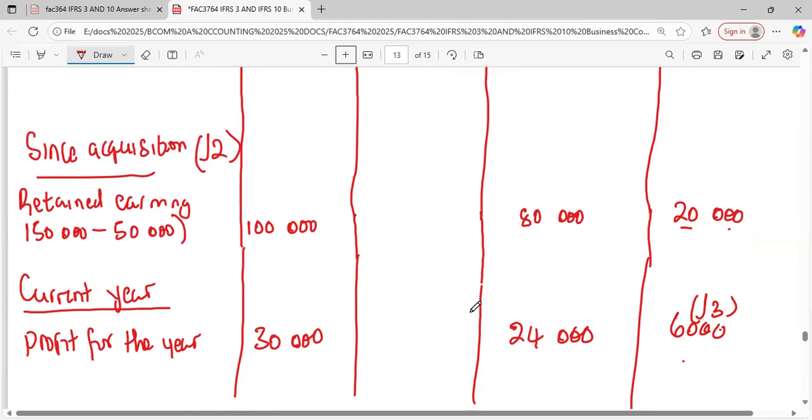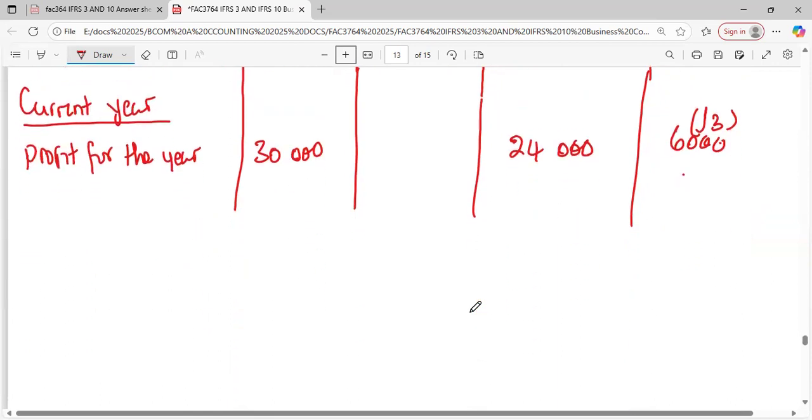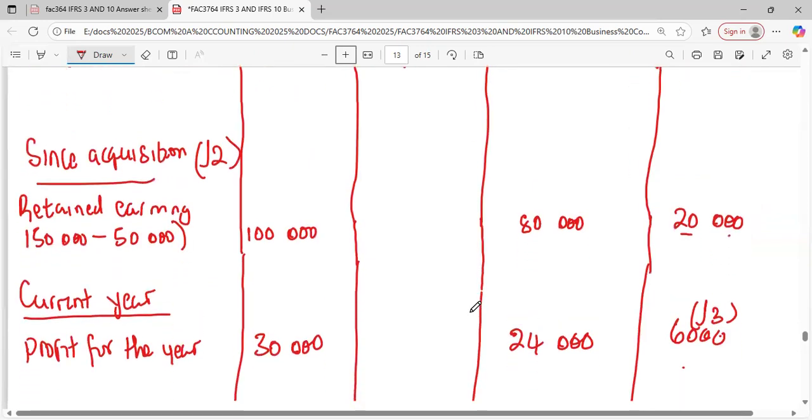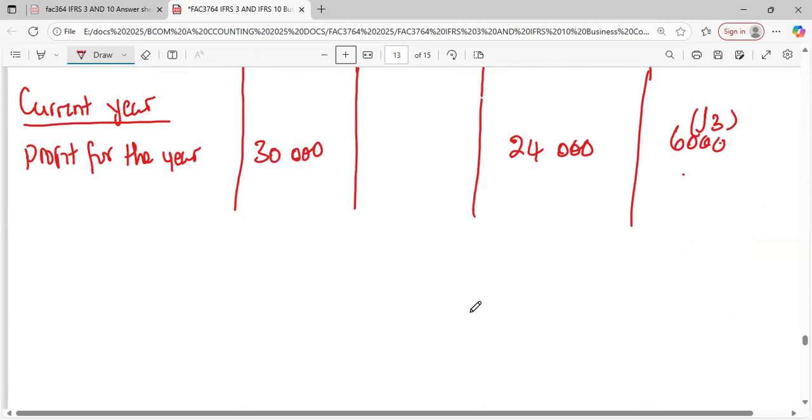Okay, so let's quickly do, I think we have 3 minutes. Let's look at the journal entries. Let's see if we can do the journal entries with our 3 minutes. So I have already indicated where the journal entries are coming from. So we'll start with those ones.